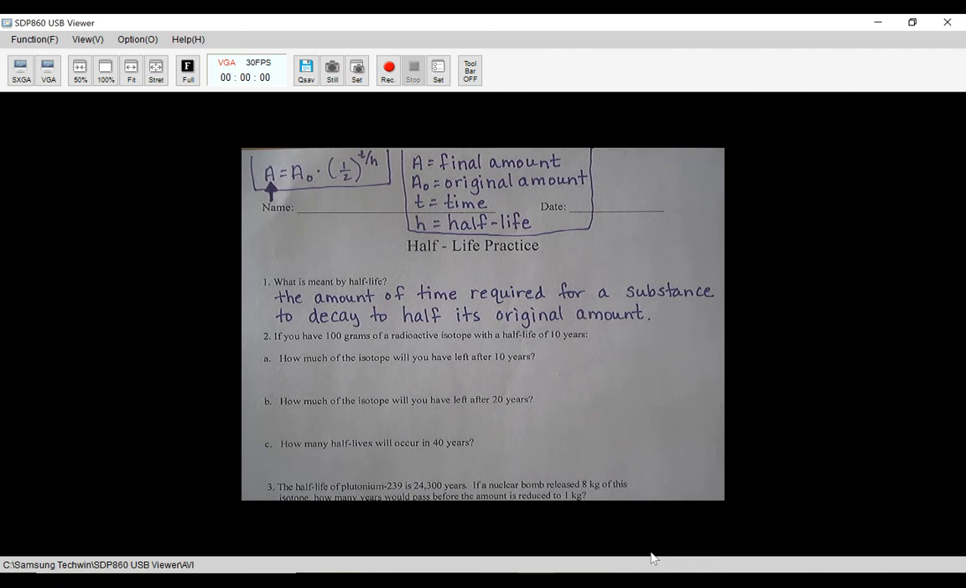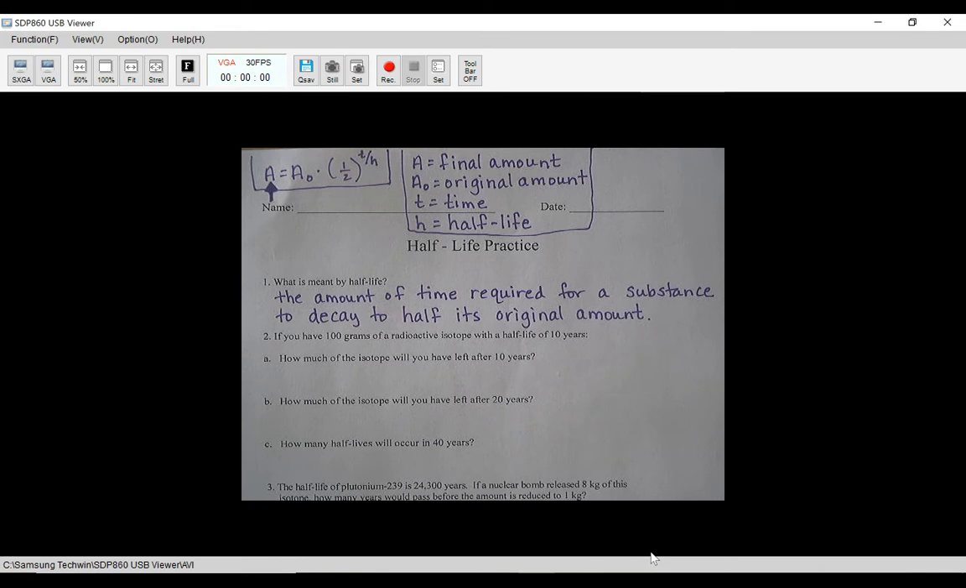Let's talk a little bit about half-life. In problem number 2, it says if you have 100 grams of a radioactive isotope with a half-life of 10 years, and then we can finish that question with A, B, or C. So, A: how much of the isotope will you have left after 10 years?